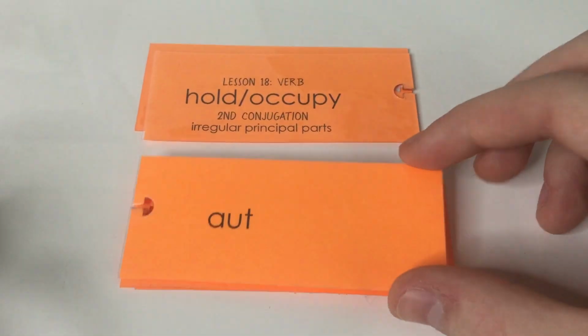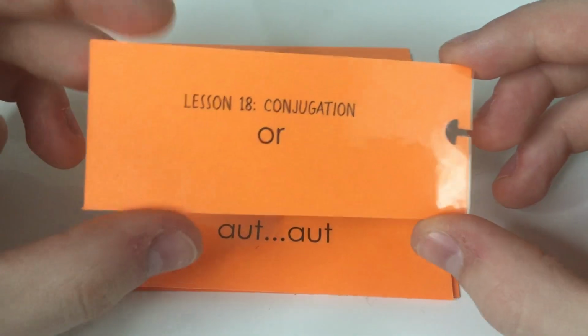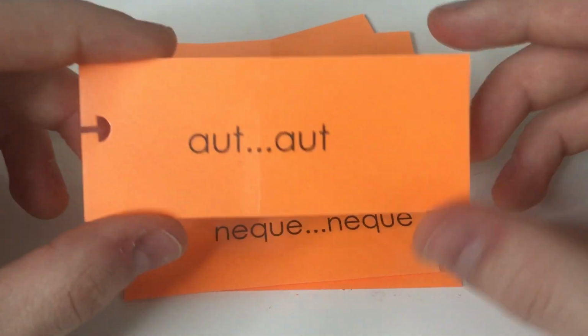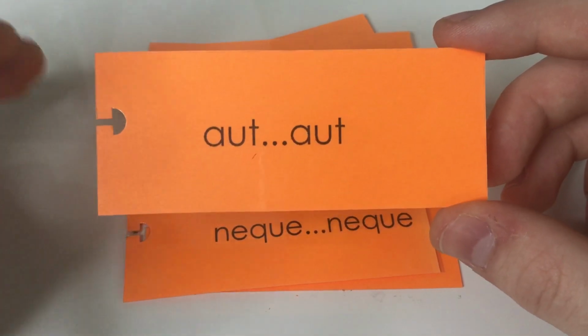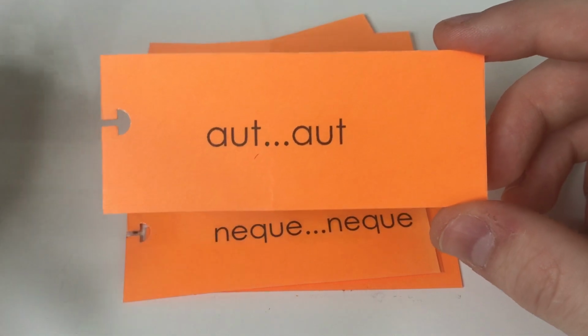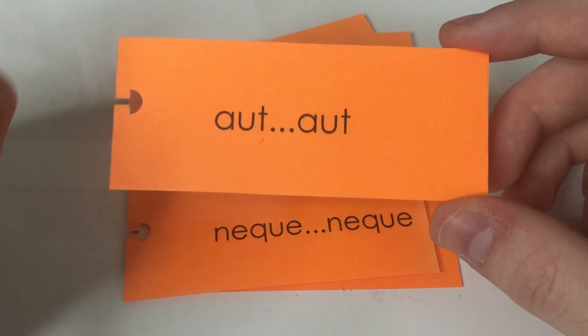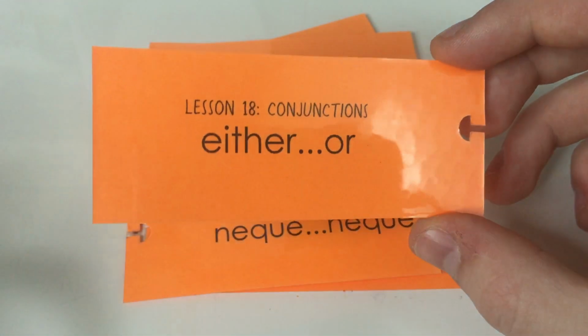And then we have aut. It's a cute little word. It's a conjunction that means or. And then we have aut... aut. The little dots in the middle just mean there are several words in the sentence. These two words are never side by side. There's always something in the middle because it's two conjunctions. And so the two auts together mean either or.